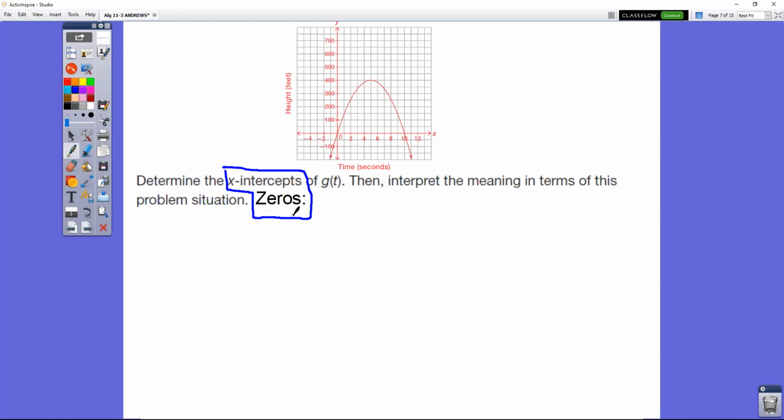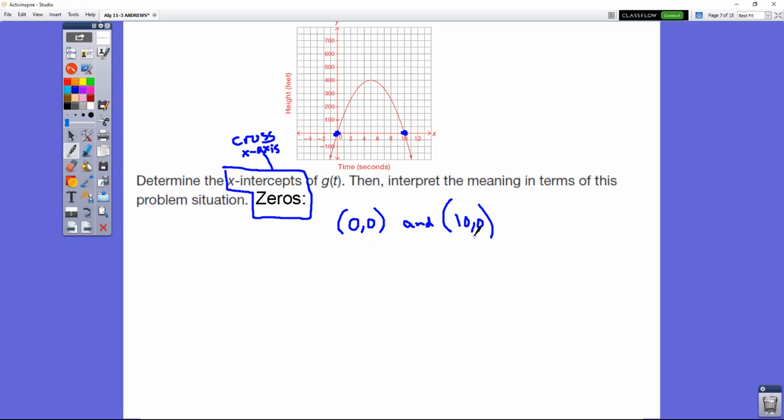Zeros mean x-intercepts. Where does your graph cross the x-axis? Well, I can see that my graph crosses the x-axis right here, and it crosses it right here. So it crosses it at the point (0, 0), and it crosses it at the point (10, 0).